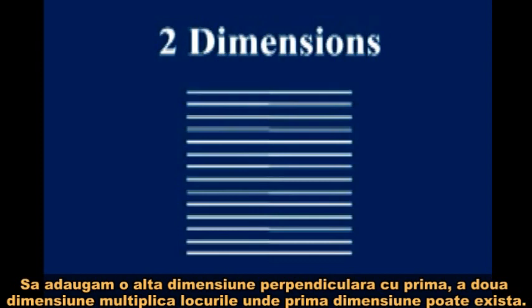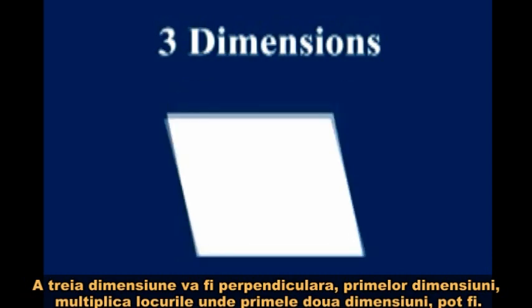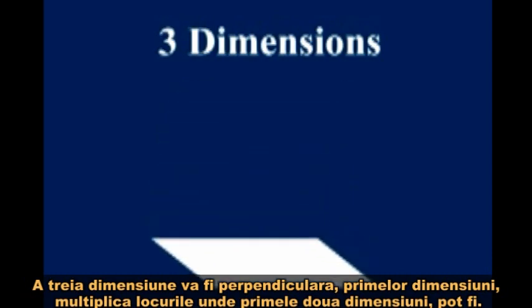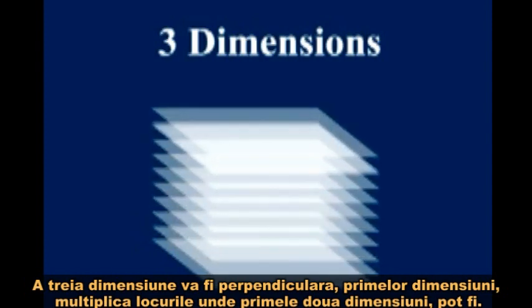Let's add another dimension, perpendicular to the first one. The second dimension multiplies the places where the first dimension can be. The third dimension will be perpendicular to the first two dimensions. It multiplies the places where the first two dimensions can be.